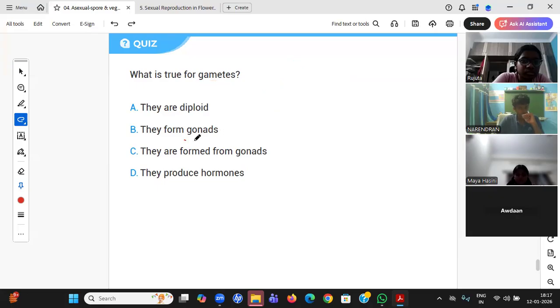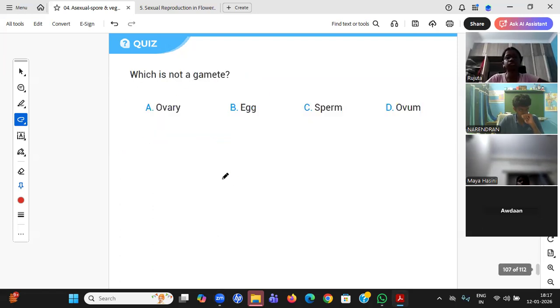They form gonads. What are gonads? They are reproductive organs. Gametes will not form organs; organs will form gametes. So now you say gametes are formed from gonads. Gamete cells will not form organs. Organs will form these reproductive cells. So definitely C is the right answer, students.